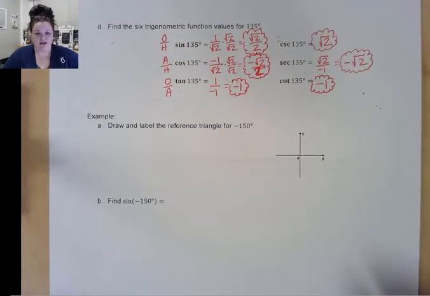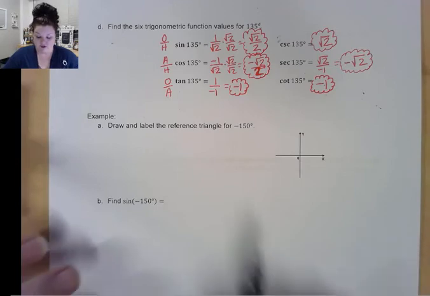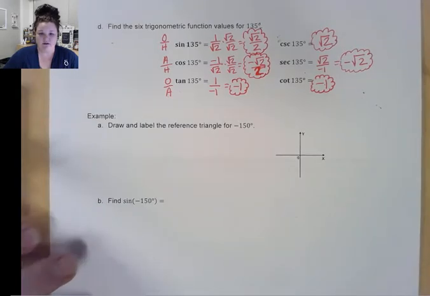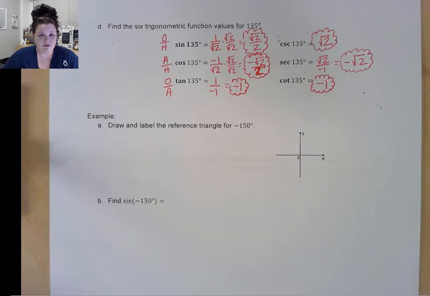You're going to draw negative... Oh, this is not finding all of the trig function values. This is just finding one. Okay. So you're going to draw negative 150 degrees, figure out the reference angle, label the triangle, and then see if you can figure out sine. Okay. If you're not sure how to do it, just hang out and I will work it. If you want to try it, pause the video and see if you can get it figured out, okay?